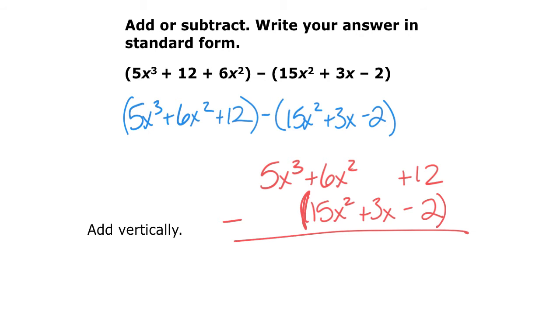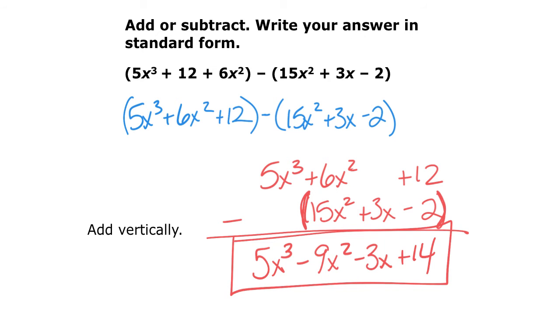So sometimes I will actually put this part in parentheses just to remind myself that I am subtracting everything. And as I start subtracting, that first term is pretty easy. This next one, 6x squared minus 15x squared, so that's going to be a negative 9x squared. The next one, I have 0 minus 3x, so that's going to be a negative 3x. And then I have 12 minus a negative 2. Subtracting a negative is the same thing as adding. And so here's what I end up with.